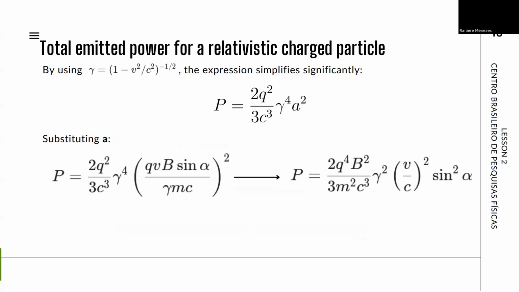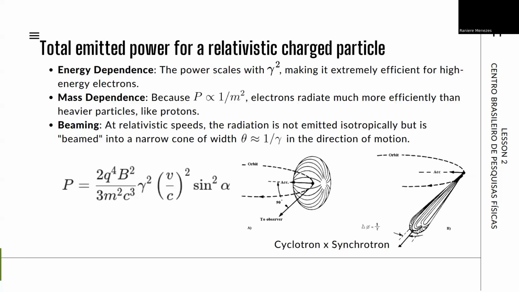But we can even do better. So let's do it slowly. This is the formula for the power. It scales with the square of the Lorentz factor, making it very efficient. The process of emitting radiation is very efficient for electrons. Yes.